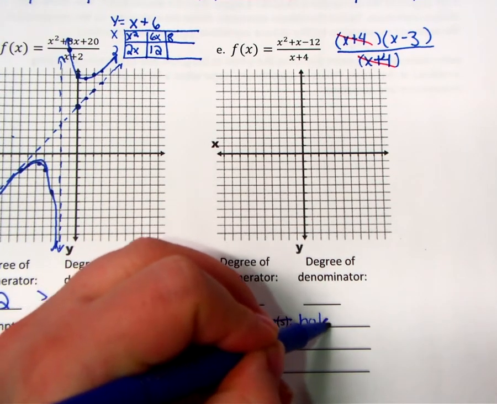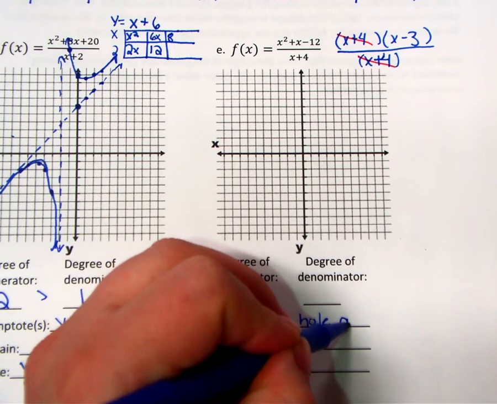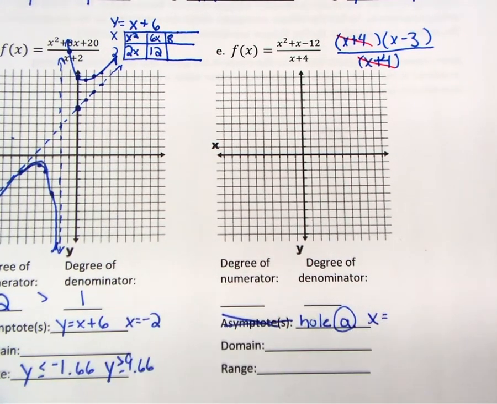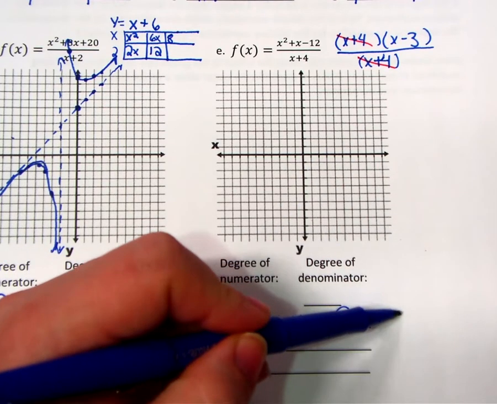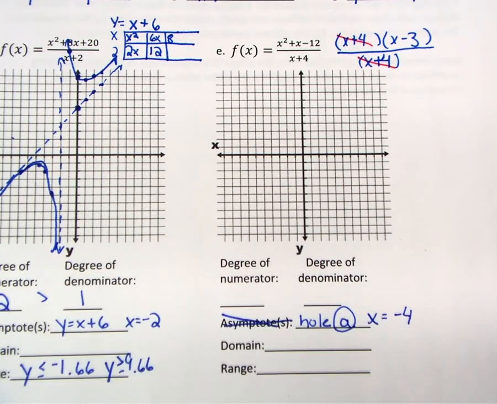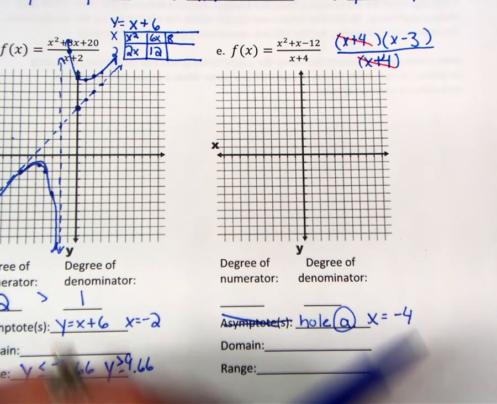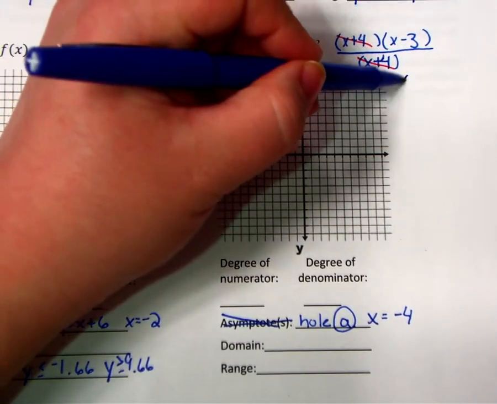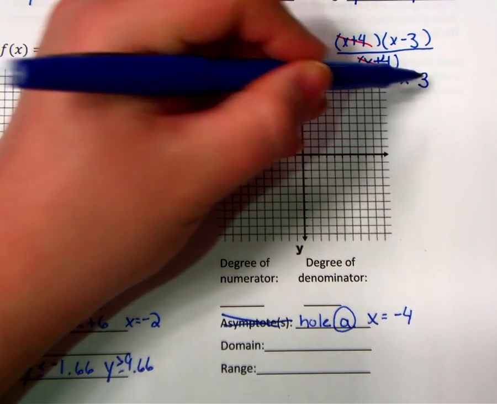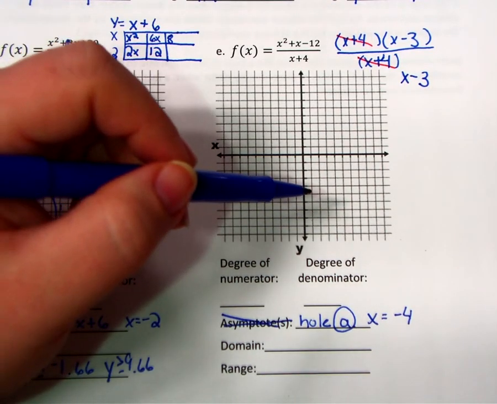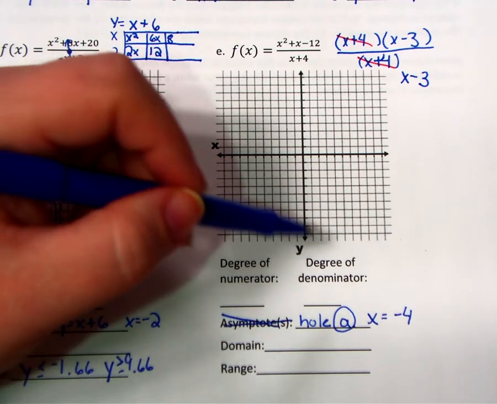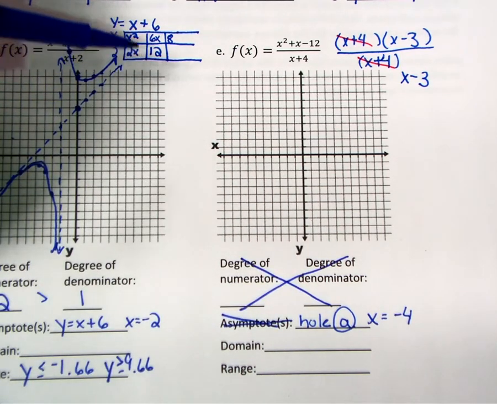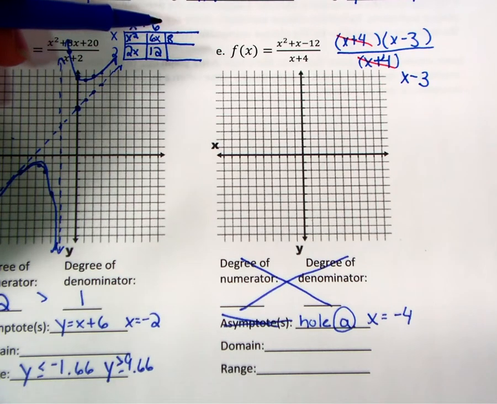and that hole happens at whatever's going to make that denominator equal to 0. So in this case, negative 4. So there's a hole at negative 4. And once I've found the hole, then I can take a look and say, okay, yes, it's simplified down to x minus 3, which is no longer a rational equation. So it doesn't have any asymptotes. We don't have to worry about obliques. We don't have to worry about vertical or horizontal or degrees or anything like that.